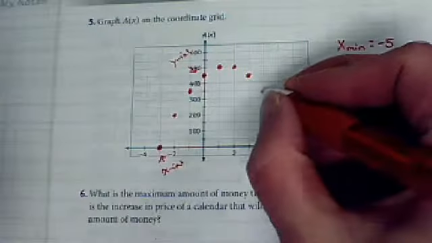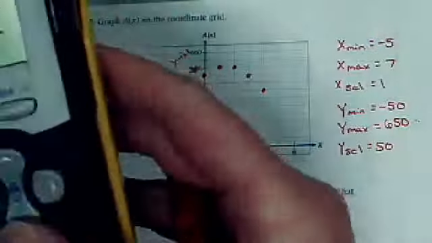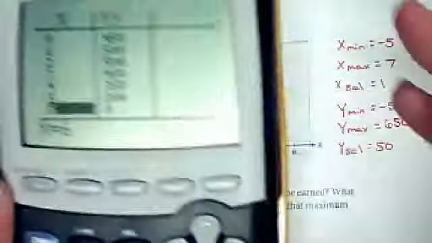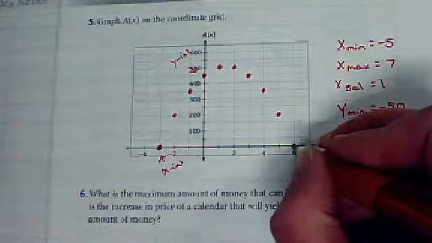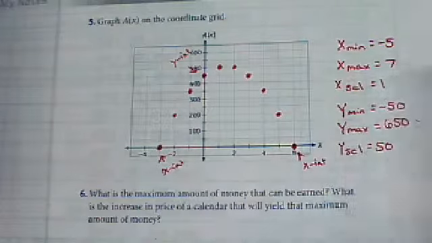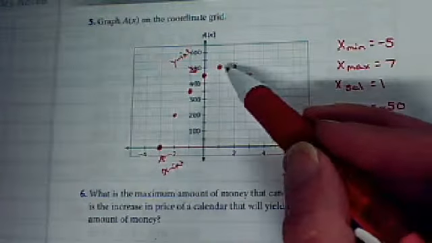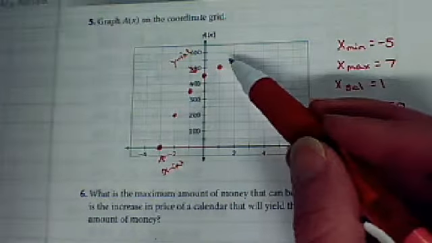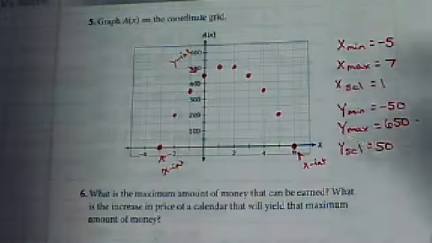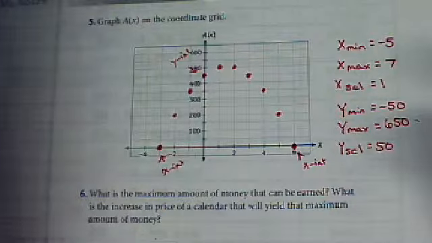Four goes to 350. 5 goes to 200. And then 6 went to 0. So there's another x-intercept. Now up here, it's not going to flatten out. I think it's going to go up in between there, because it's supposed to have a little bit of a curve.